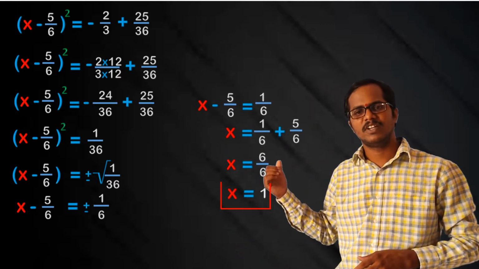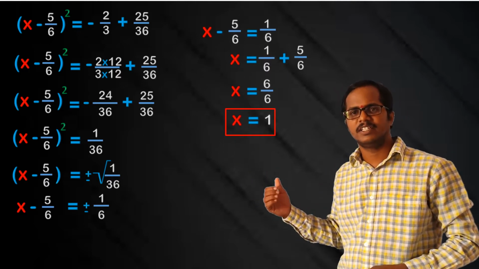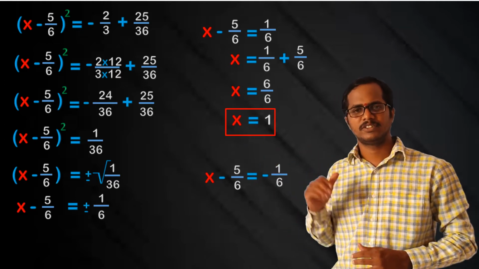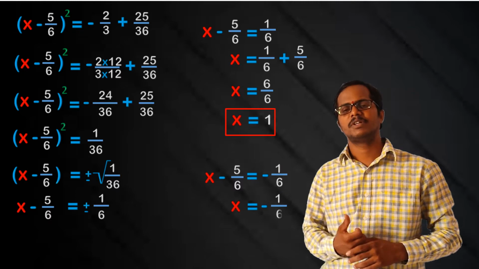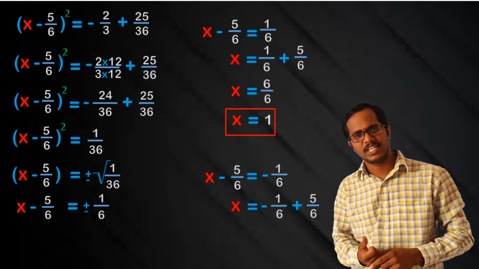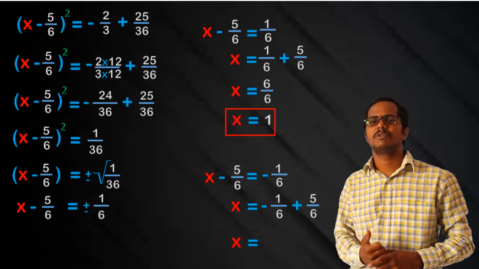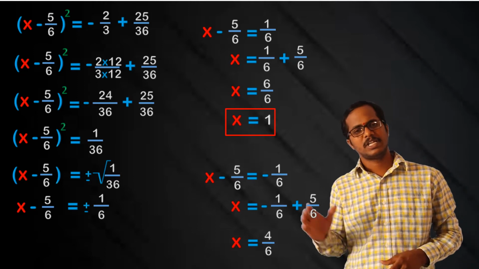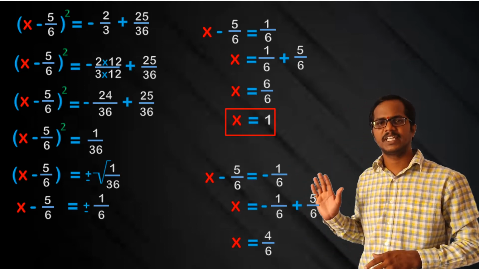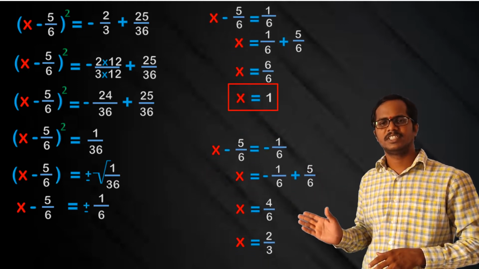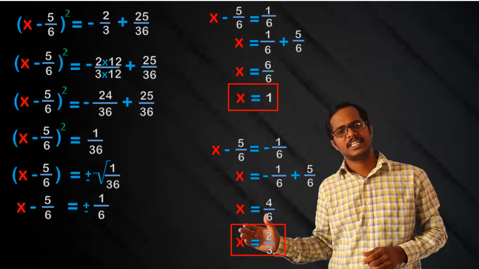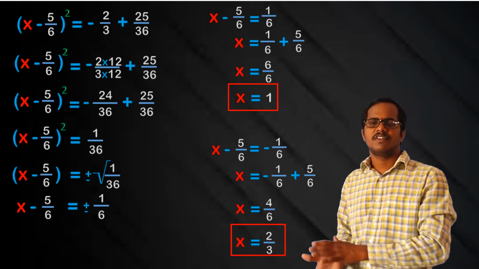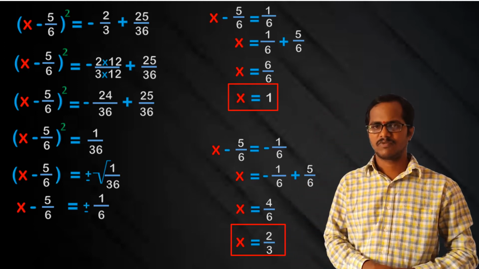And if we take the square root value as minus, we get x minus 5 by 6 equals minus 1 by 6. Transposing minus 5 by 6 to the right hand side, we get x equals minus 1 by 6 plus 5 by 6, and by simplifying this we get x equals 4 by 6. Here 4 and 6 are not co-primes, they have 2 as a common factor. So by cancelling the numerator and the denominator with 2, we get 2 2's are 4, 2 3's are 6, so x is 2 by 3. So we get x equals 1 and x equals 2 by 3, which are the solutions of the given quadratic equation 3x square minus 5x plus 2 equals 0.